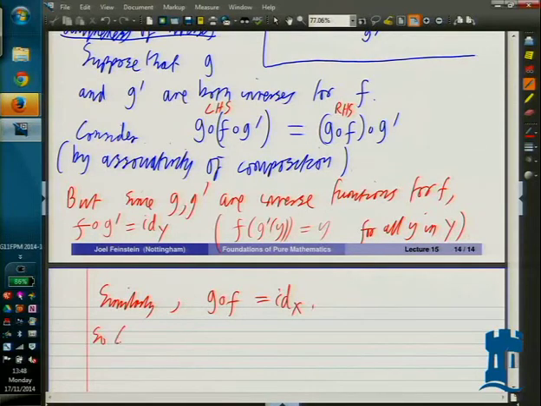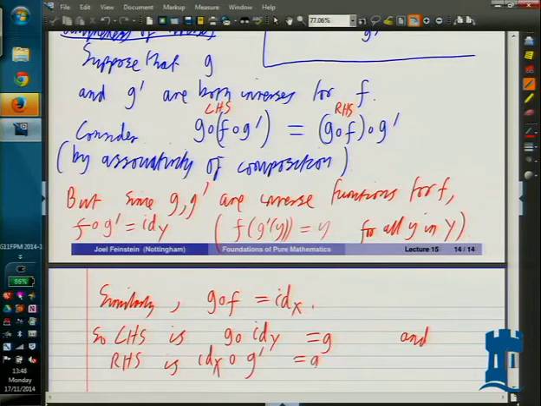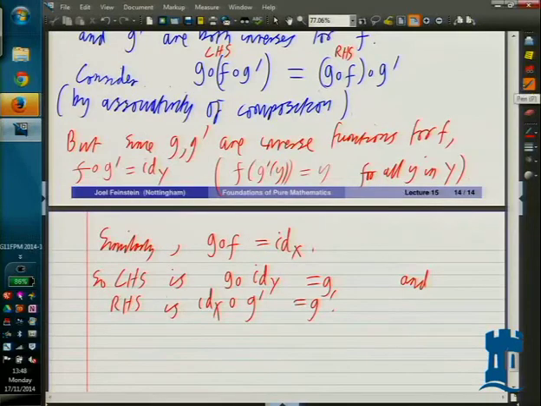So the left-hand side is g composed with the identity map on Y, which is just g. And the right-hand side is the identity map on X composed with g prime, which is g prime. Conclusion is g equals g prime. That's not the only way to do it. I just wanted you to see an application of composition of functions. So g equals g prime. So you can't have more than one inverse function.